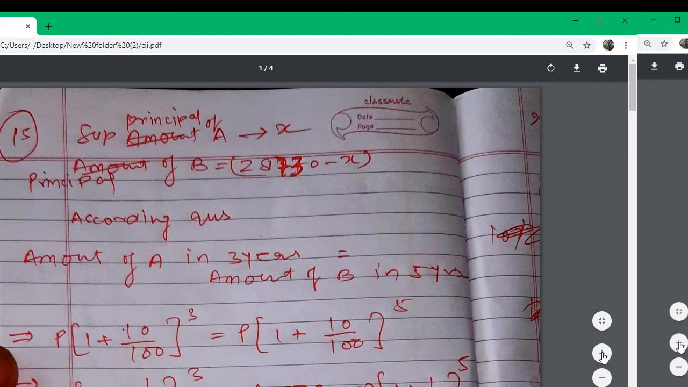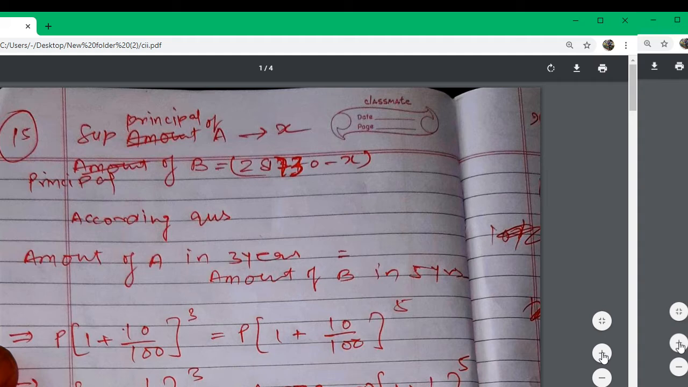So look here, students. The amount is to be divided between A and B. So I have supposed that the principal amount of A is equal to X. Look at your copy. Suppose the principal amount of A is equal to X. The principal of B is equal to 28,730 minus X.